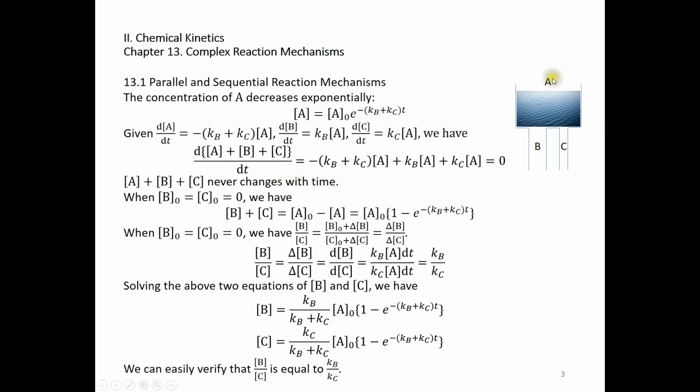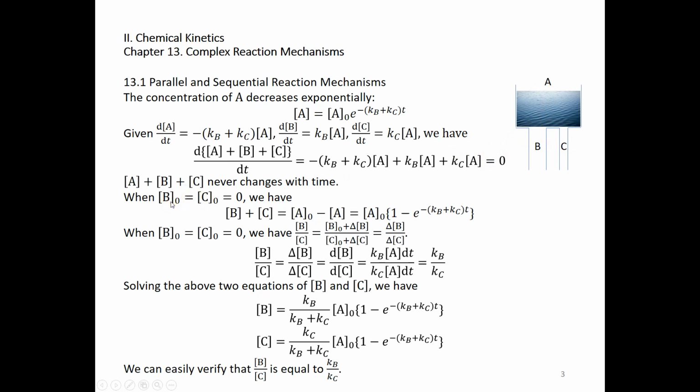If we look at this graph, assuming initially there's only A, this water can flow into B and C, but overall the amount of water never changes. That's just another analogy for this. A plus B plus C never changes. So if one A is consumed, it becomes either one B or one C, but the sum never changes.